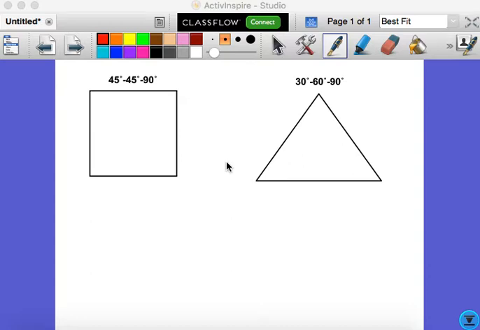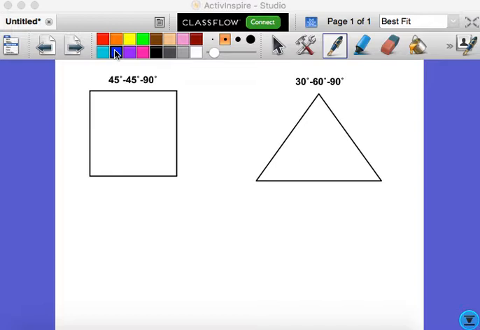So today we're going to look at where these rules come from, the 45-45-90 and 30-60-90 rules. This is a good way, if you're not a great memorizer, you can use what we're about to do to re-remember the formulas once you come in to take your test.